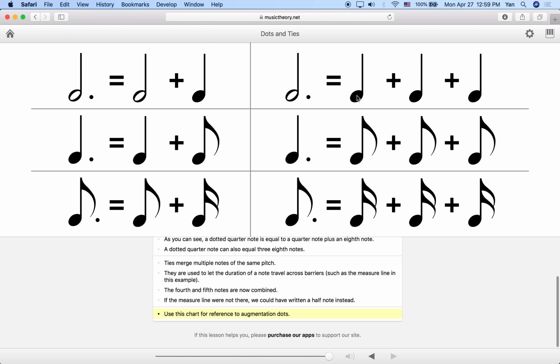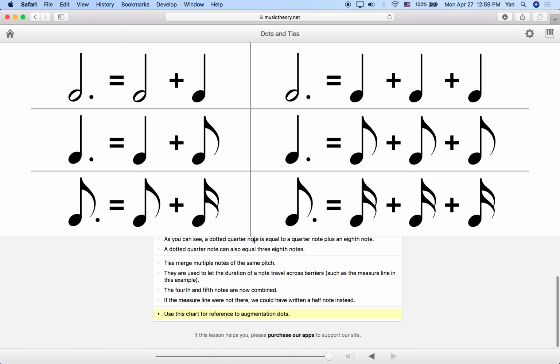Now we could have done this with ties as well, but dotting is a simple way that we can notate this. So we could have written a half note and then tied a quarter note to that, and that would basically be the same thing as a dotted half note. But we have 2 different ways to notate that, to make it more versatile, more convenient for us to write music.